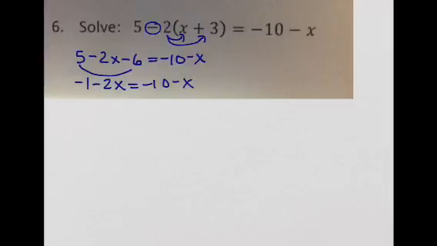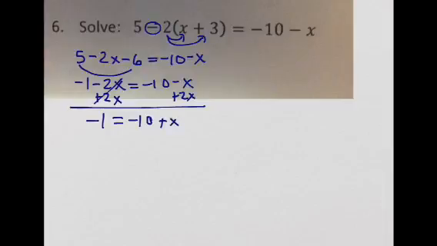So I'm going to add 2x to both sides. And so that gives you negative 1 on the left, minus 10. And then 2x minus 1x is x, so plus x. And then I'm going to add 10 on both sides to isolate the x on the right side. So I get 10 minus 1, that's 9. So x equals 9.